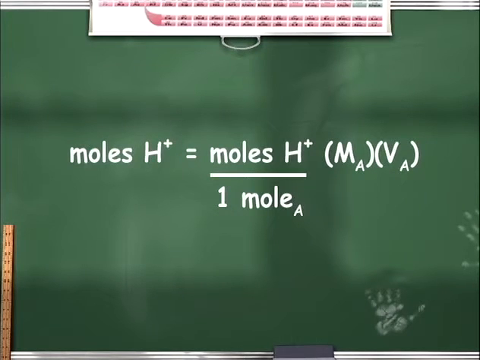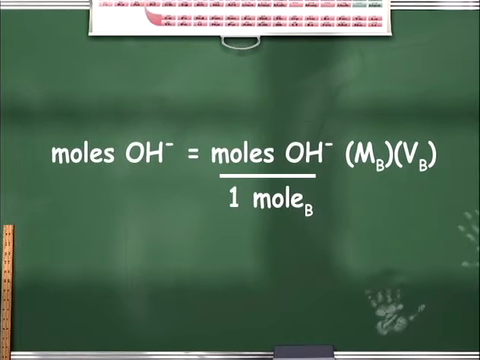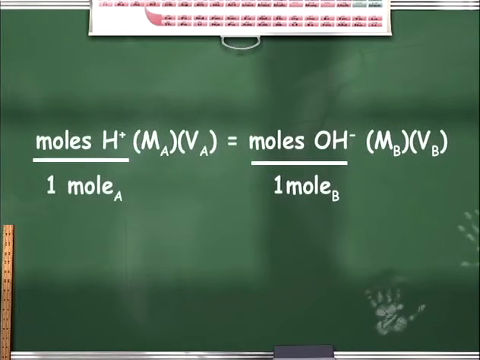To find the moles of hydroxide ions, you use the following formula. Moles of hydroxide ions per 1 mole of base times the molarity of the base times the volume of the base. Since the moles of hydrogen ions equal the moles of hydroxide ions, the moles of hydrogen ions per 1 mole of acid times the molarity of the acid times the volume of the acid equals the moles of hydroxide ions per 1 mole of base times the molarity of the base times the volume of the base.